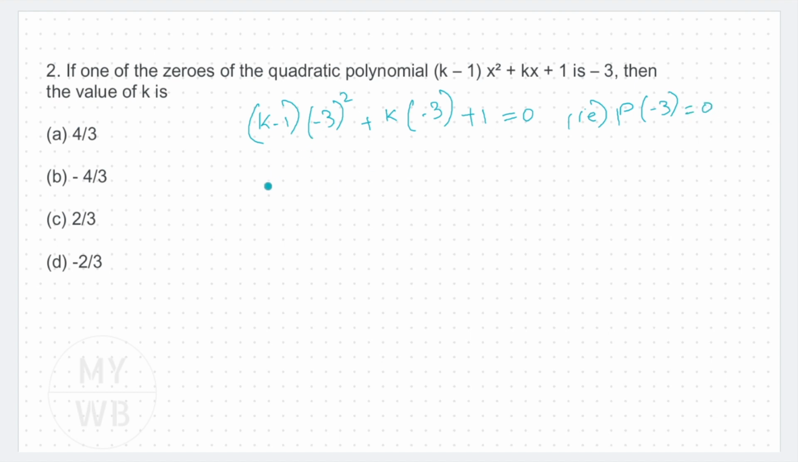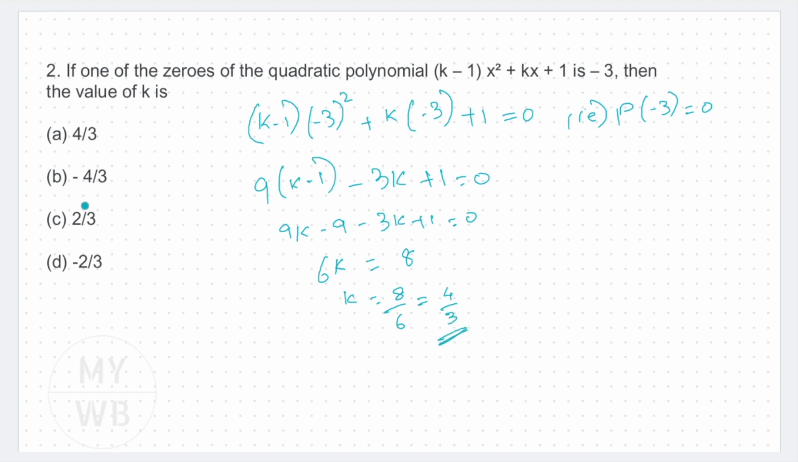Minus 3 square is 9 into k minus 1, minus 3k plus 1 is equal to 0. 9k minus 9 minus 3k plus 1 equal to 0. 6k is equal to 8. So k will be 8 by 6, which is 4 by 3. Option A, 4 by 3, is the right answer.